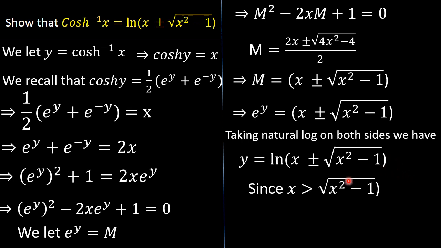Good. Now guys, if we've understood the reason for this inequality here, that therefore means that we can go ahead to substitute our y with what? With cos inverse of x. That therefore means that we are simply going to have our cos inverse of x to be the natural log of x plus or minus the square root of x squared minus 1. So guys, this is the proof. This is the proof which the equation wanted us to prove.